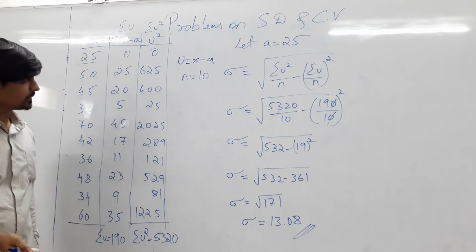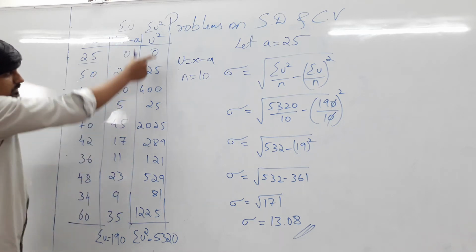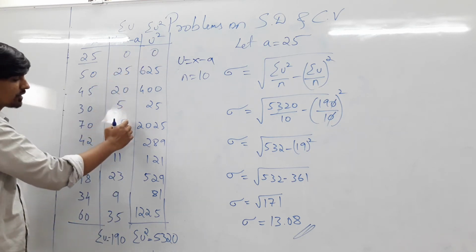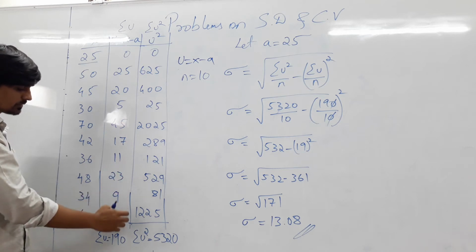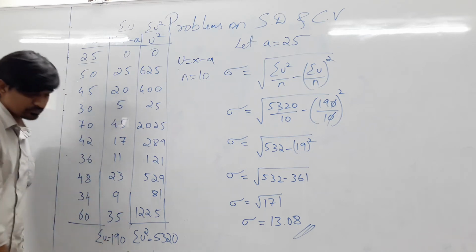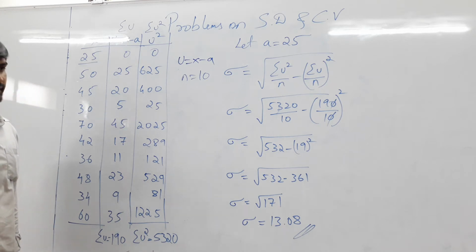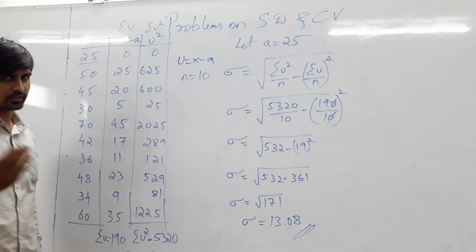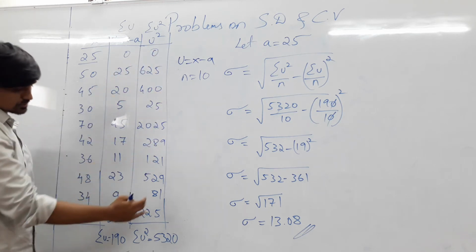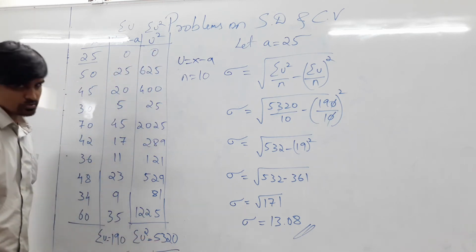The next step is to add these columns individually. Means 25, 25, 45, 17, 11, 23, 9, 35. If you add all these numbers, your answer is 190. If I am wrong, please correct me in the message section on WhatsApp. Then add all these squared numbers, you will get 5320.